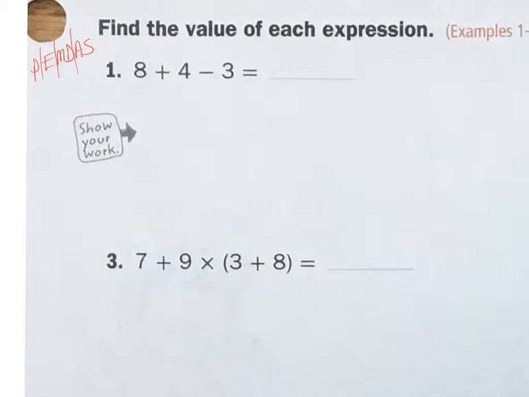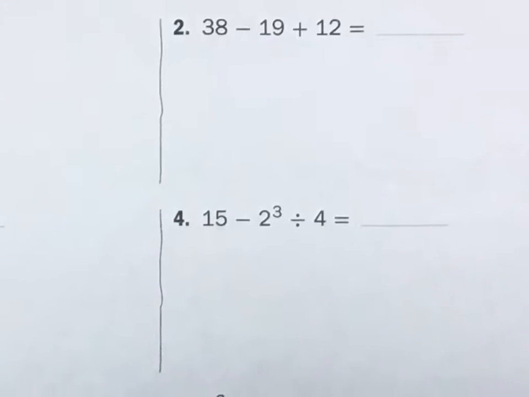Any addition and subtraction. Well, here's an addition. We got to start there. 8 plus 4 is 12. Bring everything else down. Any more addition, subtraction? Yep. 12 minus 3 is 9. My answer is 9. Okay. Let's go over to number 2.